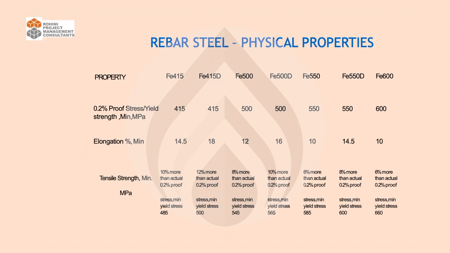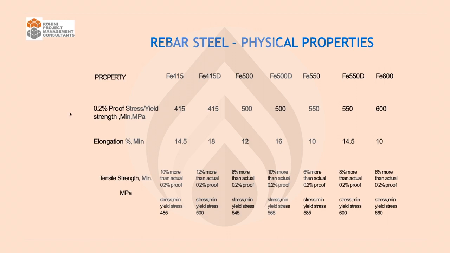You have Fe 415, 415D, Fe 500, Fe 500D, that wise and likewise. So what exactly proof stress means is when they do a testing, the lab tests and all will be covered at a later stage. Now we are just understanding the parameters, or rather, what are the parameters being tested. We take the sampling at site and it is sent to the lab. How it will be tested will be covered later.